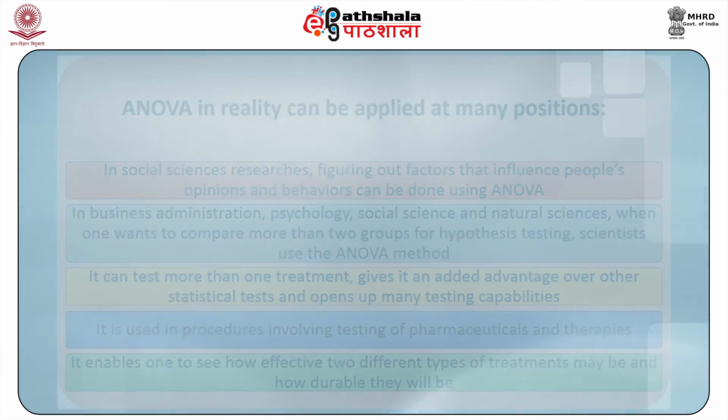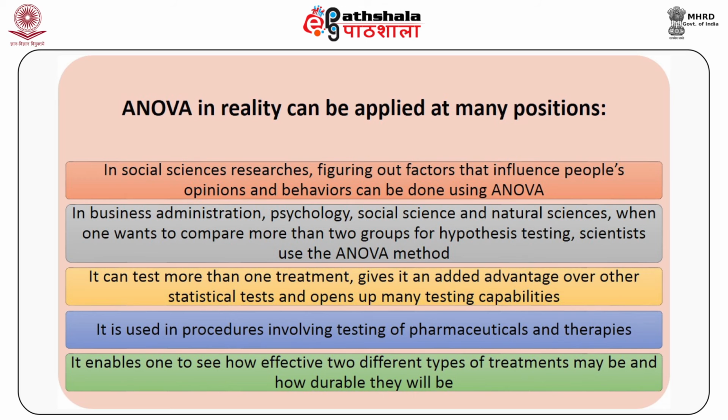Applications of ANOVA. ANOVA in reality can be applied in many places. In social science research, figuring out factors that influence people's opinions and behaviors can be done using ANOVA. In business administration, psychology, social science and natural sciences, when one wants to compare more than two groups for hypothesis testing, scientists use the ANOVA method. It can test more than one treatment, which gives it an added advantage over other statistical tests and opens up many testing capabilities.